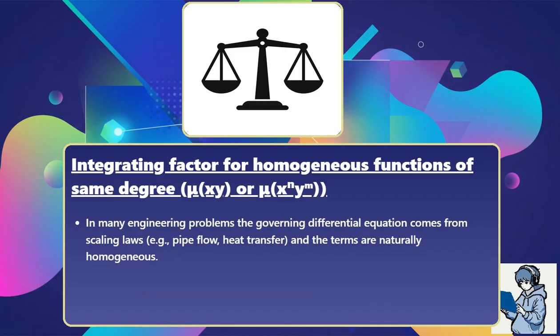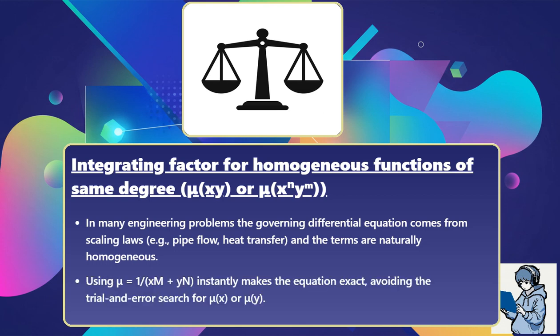In many engineering problems, the governing differential equation comes from scaling laws. For example, pipe flow and heat transfer, and the terms are naturally homogeneous. Using mu equals 1 over xM plus yN instantly makes the equation exact, avoiding the trial and error search for mu of x or mu of y.